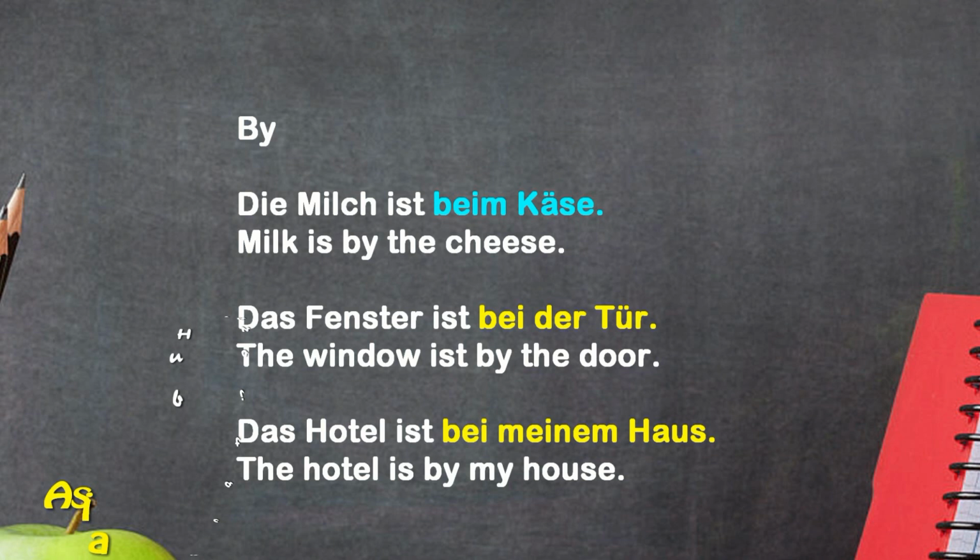Bei means by also. Die Milch ist beim Käse. Milk is by the cheese. Das Fenster ist bei der Tür. The window is by the door. Das Hotel ist bei meinem Haus. The hotel is by my house.